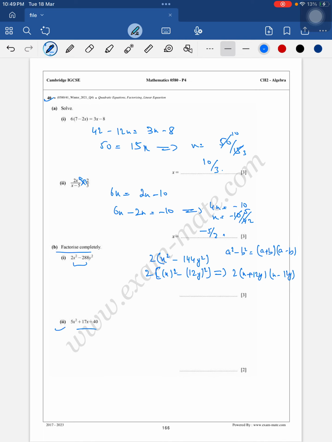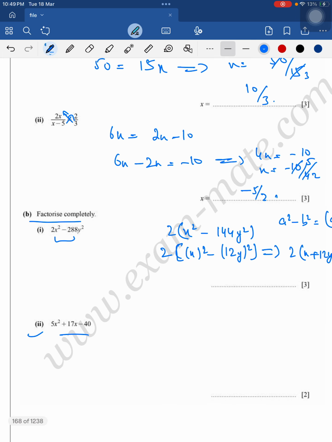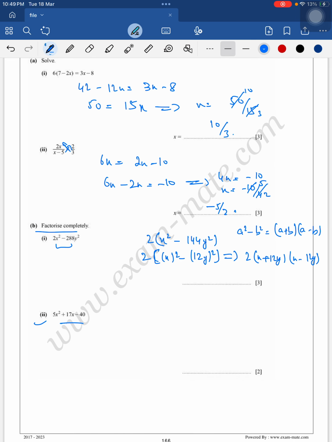Factorize. Now here I can see 5x square plus 17x minus 40. To factorize, I need to break the middle term. So 40 into 5 is 200. Now I have to look for two numbers which when multiplied give 200, and when added or subtracted give 17. So we have to look at different options for 200. One factor pair is 25 into 8. So 25 minus 8 is 17. So we can use this.